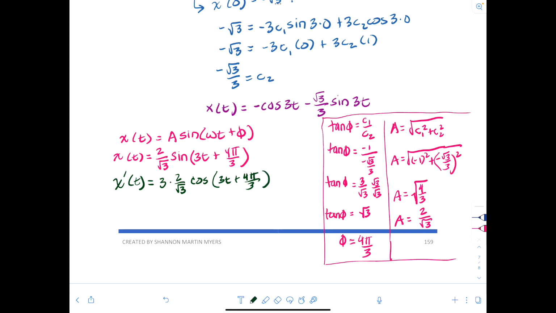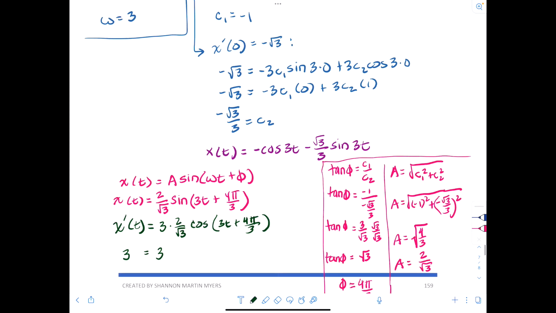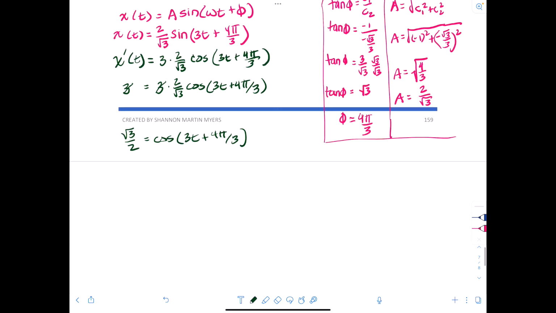And then we put x prime at t equal to 3, because that's when we wanted to find the velocity. We wanted to find the times at which the mass is heading downward at that velocity. So we'll get this going on. And then the 3's divide out. So we're actually going to get √3 over 2 is equal to cosine of all of this, 3t plus 4 pi over 3. Cool so far?